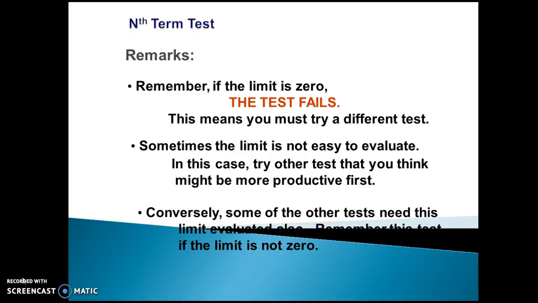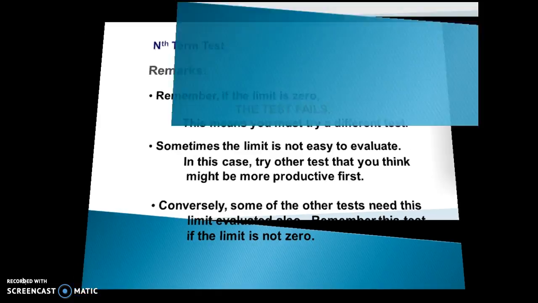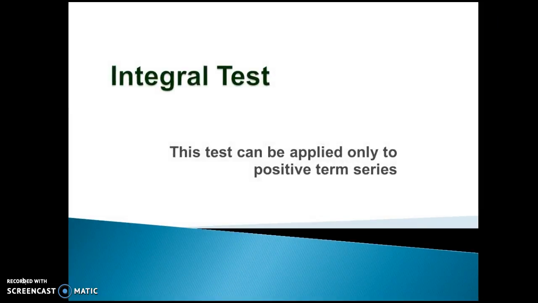First, you have to find whether the series and sequence are convergent or divergent. If the limit is equal to 0, the test fails, and you substitute another test. We can apply five tests to the series. The first one is the integral test. This test can be applied only to positive terms of the series.